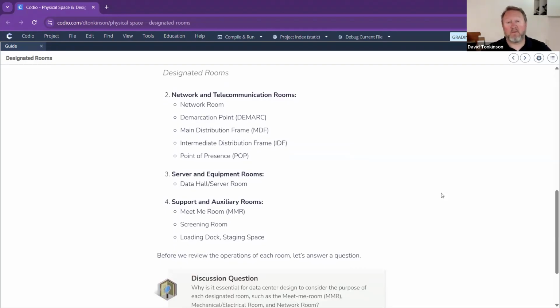Then we have our server and equipment room. Okay, that's the data hall. That is, as we said, our white space. Definitely a server and equipment room.